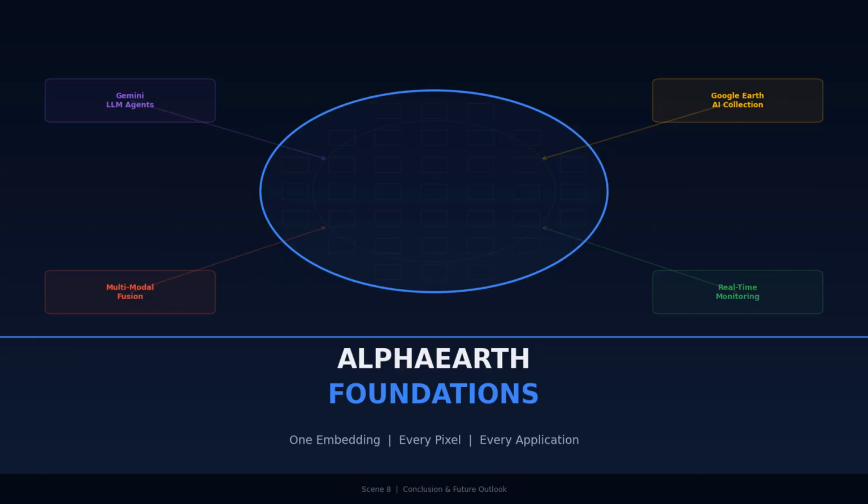AlphaEarth Foundations represents a paradigm shift in Earth observation. Instead of building custom models for every mapping task, a single 64-dimensional embedding captures the essential information about every 10-meter pixel on Earth's surface. Looking ahead, Google DeepMind is integrating these embeddings with Gemini large language model agents to enable natural language queries about any location on Earth. The broader Google Earth AI collection will combine AlphaEarth with flood forecasting, wildfire tracking, and methane detection models. The vision is clear: a comprehensive, continuously updated digital twin of our planet, accessible to researchers, policymakers, and organizations worldwide.